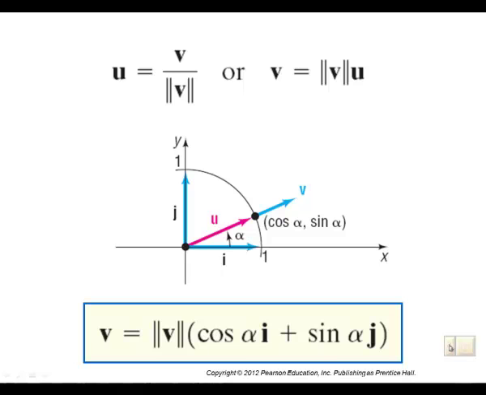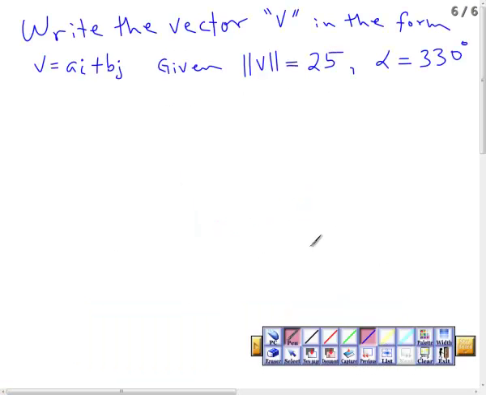So here we have: write the vector V in the form of aI plus bJ, given that the magnitude is 25 and our angle alpha is 330 degrees. So if we were to draw this out, our angle alpha is 330 degrees, and we could say that our magnitude is 25.